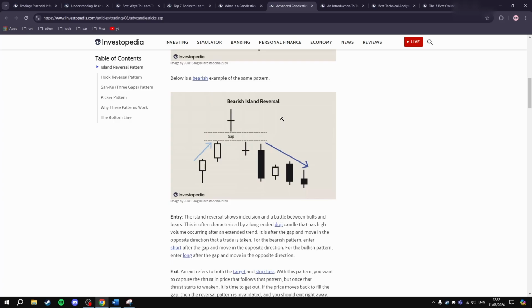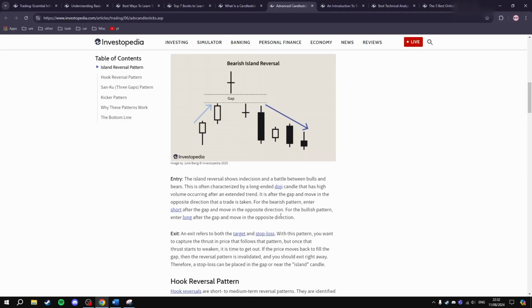So in this case, enter short after the gap, so after this bit here, and move in the opposite direction. So after it's begun to move, enter here, because this is sort of a confirmation set of candles, and move in the opposite direction.